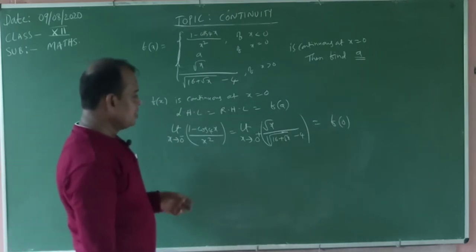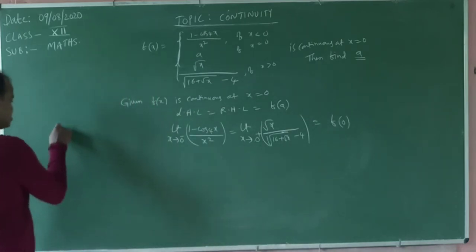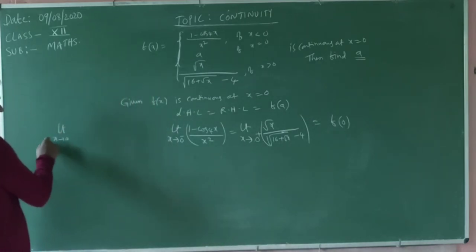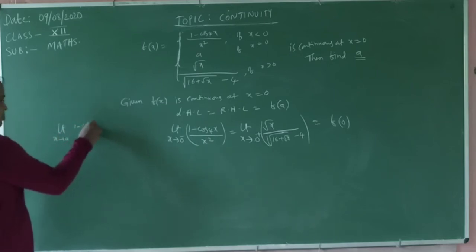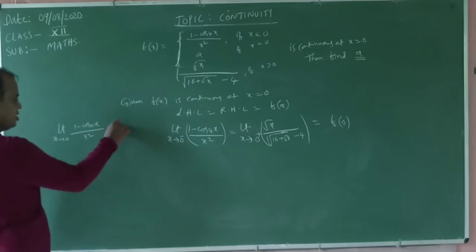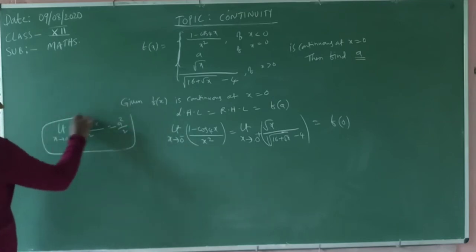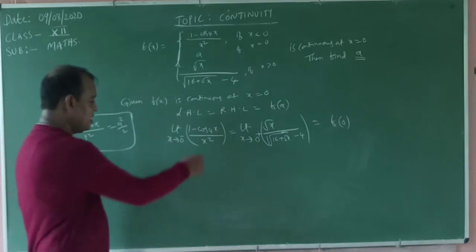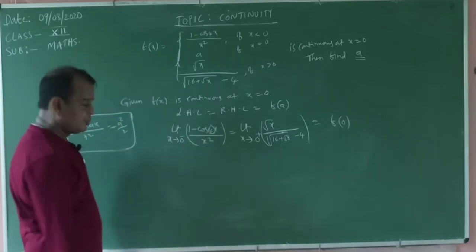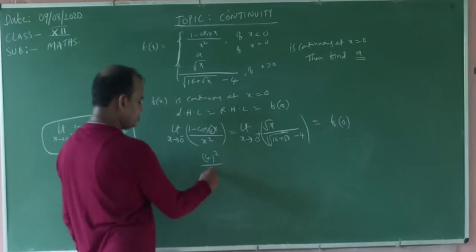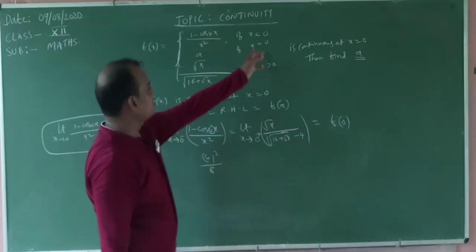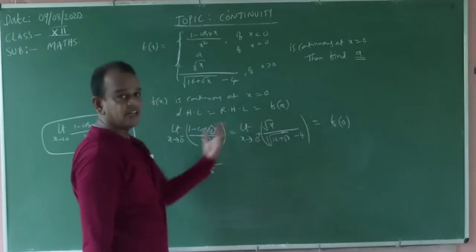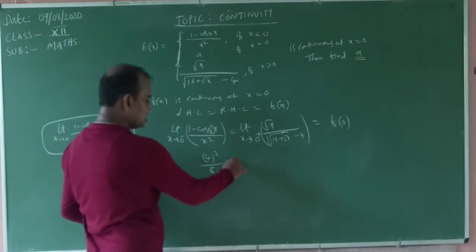Okay, now you know the formula for the limit as x tends to 0, whatever A may be, of 1 minus cos Ax by x square. What is the formula? A square by 2, simply A square by 2. Here the A value is 4. That is 4 square by 2, which is equal to f of 0. F of 0 is nothing but how much? A. Directly we get the answer.